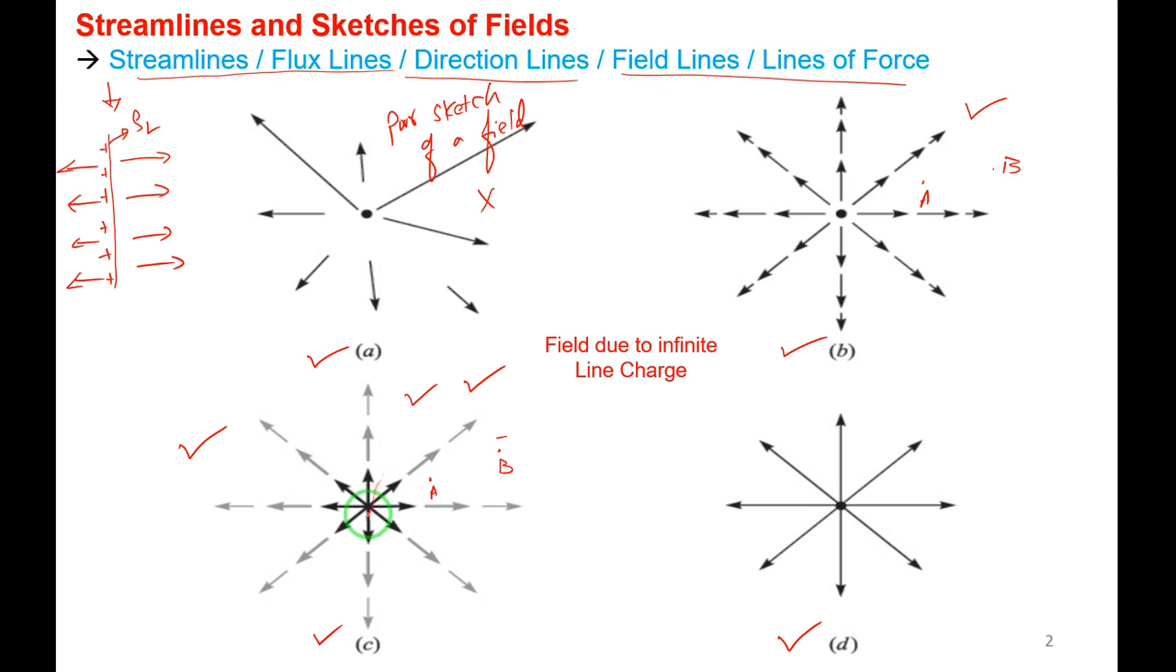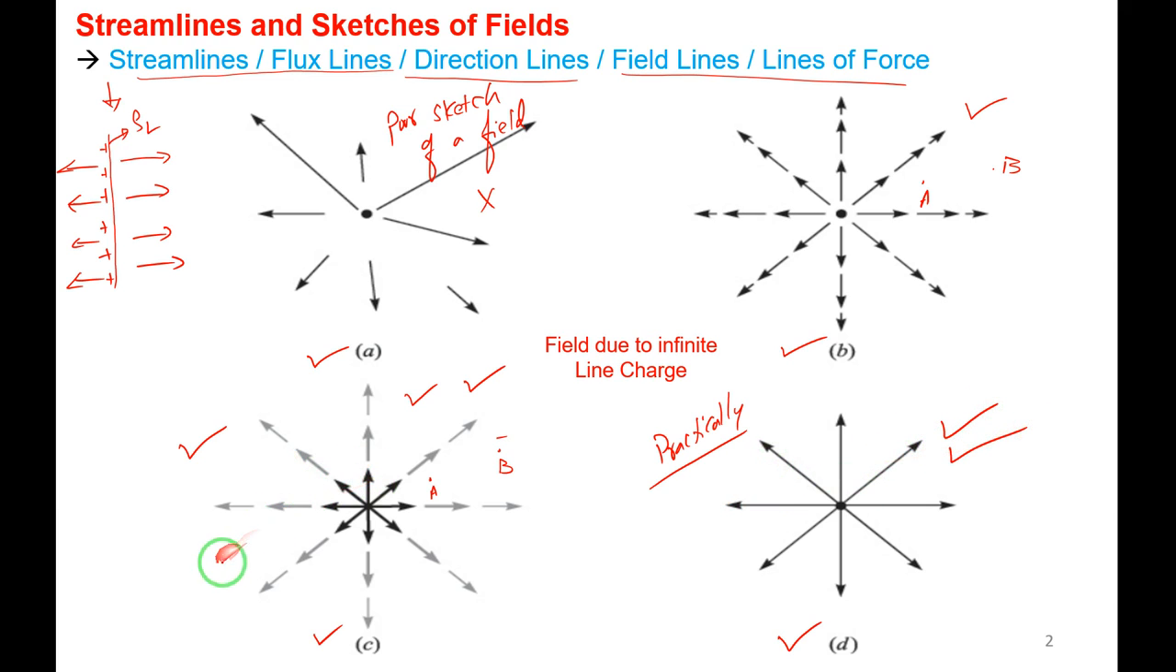But I cannot keep on drawing thick, then lighter, thin and thinner, and so on. I cannot do that. So I will go for a practical approach. Practically, I will go for this sketch. This is preferred: the sketch of the streamlines, the field of the infinite line charge. So this is preferred, right? Practically.